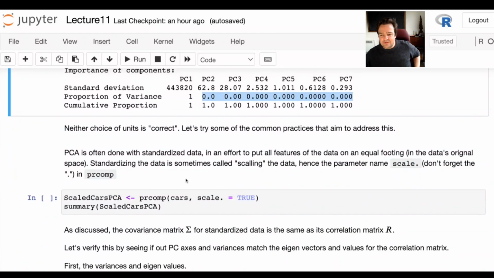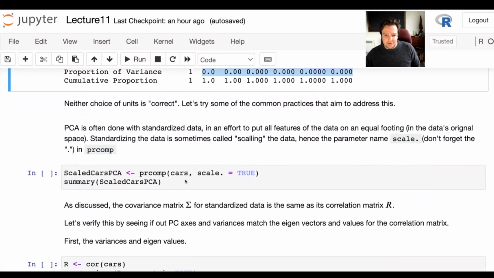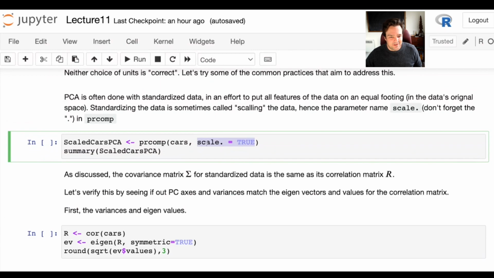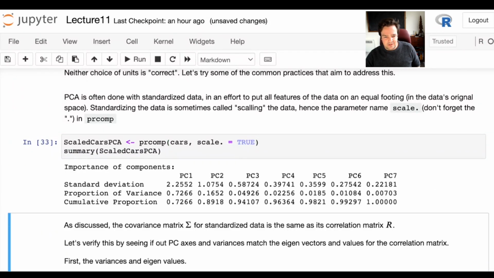Okay, so now let's try to use the scaling and see what we get. Again, we're not going to do it manually. We're just going to turn this thing on, scale dot equals true. And the dot matters here. It's almost like begging for a typo and an error. We'll do this again, and we'll call the output scaled cars PCA, and we'll take a look.